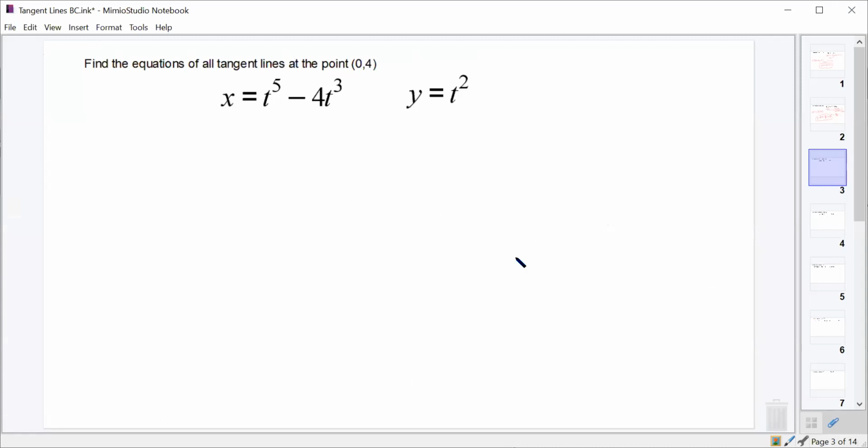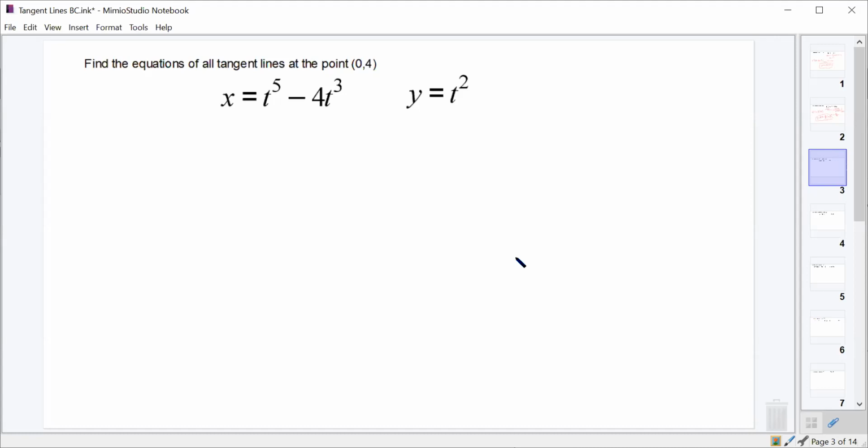All right. So the question is, how do we figure this out? Well, we need a point and we need a slope. We already have the point, right? We're given the point (0, 4). So all we need is the slope.